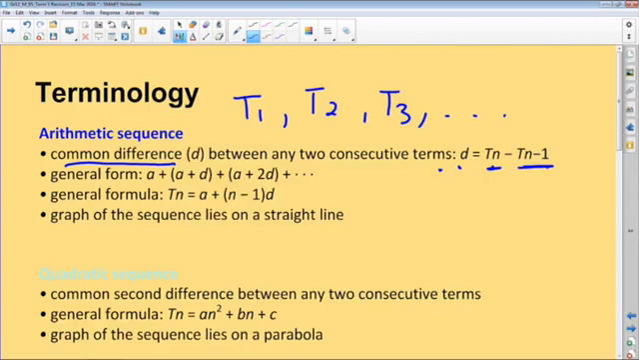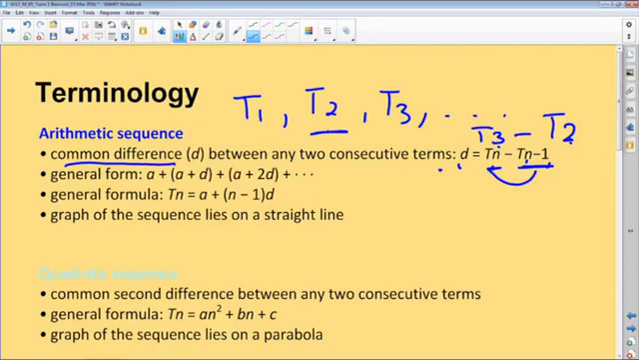So what that means, for example, if Tn is term 3, then term Tn minus 1 would be the preceding one, the one just before it. So it would be term 2. So the difference you will get by saying term 3 minus term 2. And if it's an arithmetic sequence, the difference between each and every consecutive term will be the same.